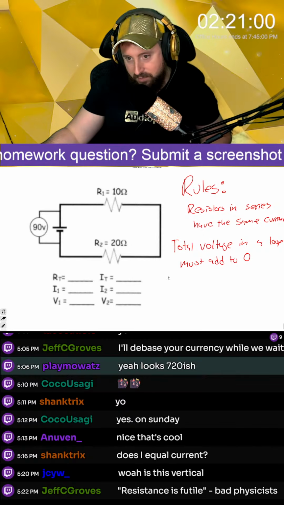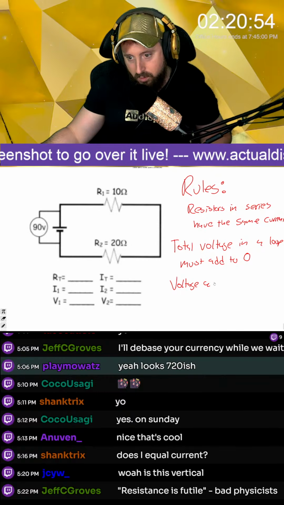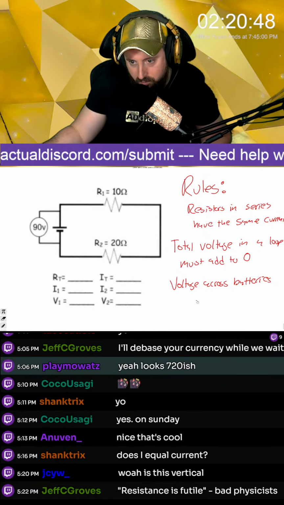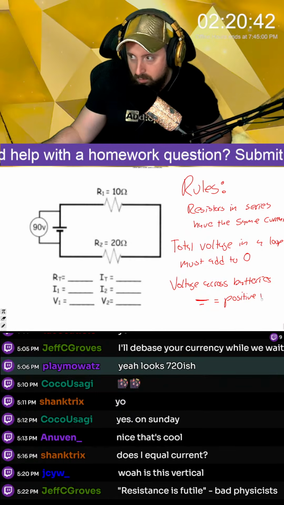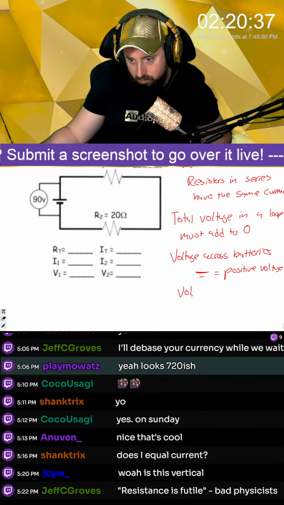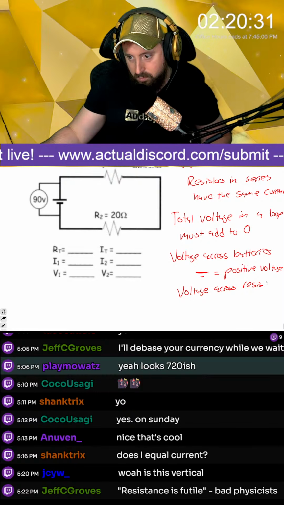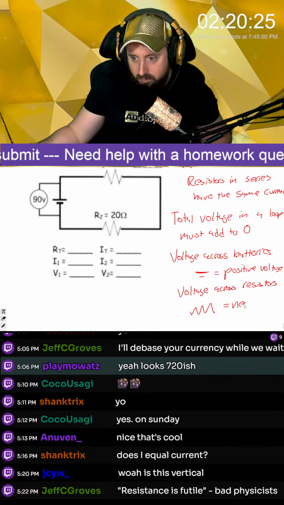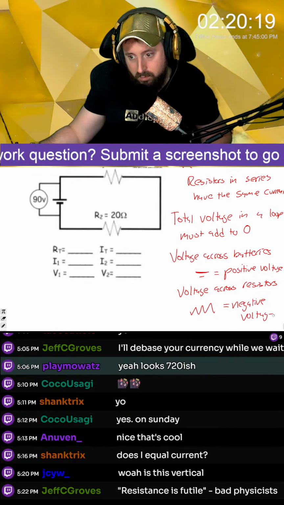What we like to think of is that voltage across batteries, which are things that look like this, is positive voltage. And then voltage across resistors, stuff like this, is negative voltage. Cool?